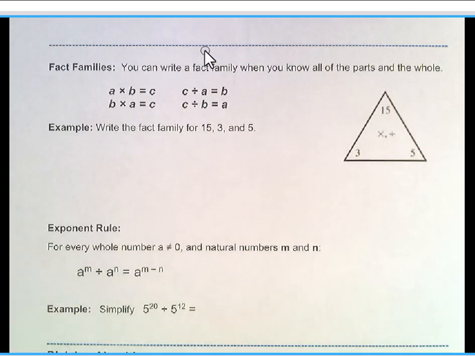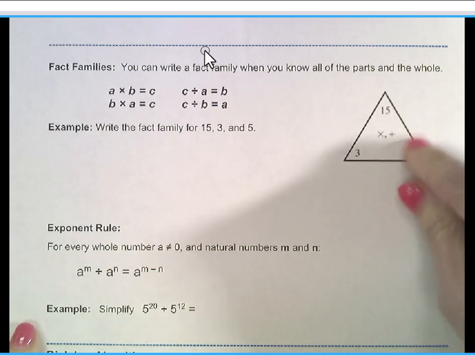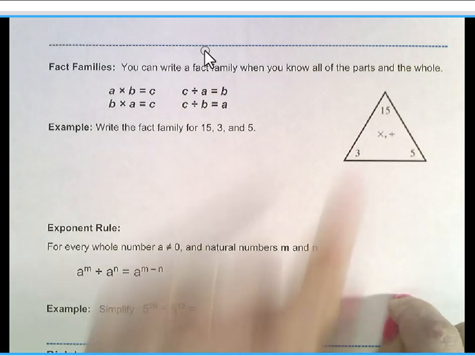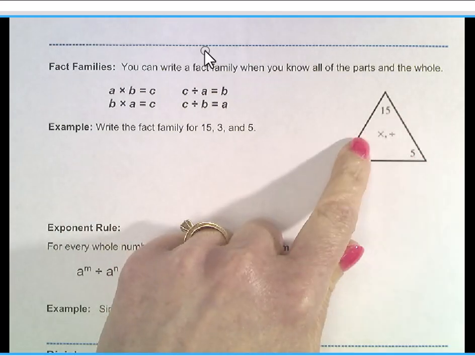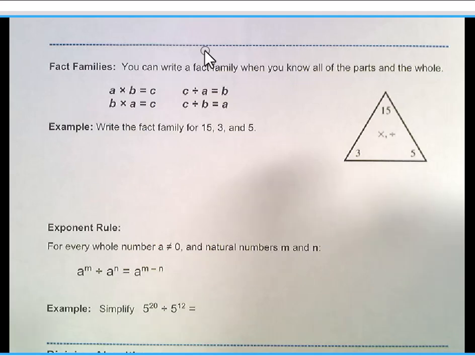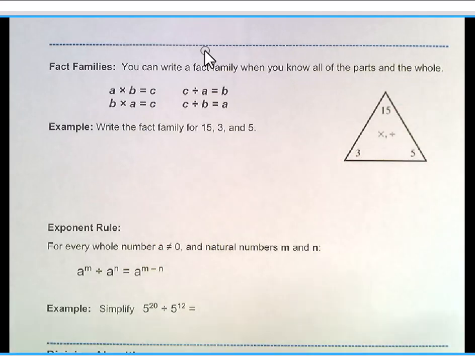make a bunch of these and you cut them out, you can pick them up and quiz yourself. So if you cover up this corner, 15 divided by 3 is 5, or 15 divided by 5 is 3. And if you cover up the top, 3 times 5 is 15. So there should be one number that's clearly the product of the other two. So there's really only one way to set up the members in the fact family.